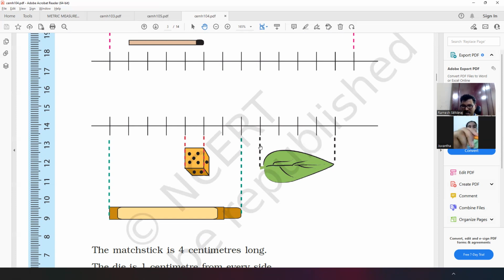No, you start from here. The leaf starts from here, 0, right? 1, 2, 3, 4. 4 centimeter long. Yeah, right. 4 centimeter long. This leaf is 4 centimeter long. This matchstick is also 4 centimeter long.